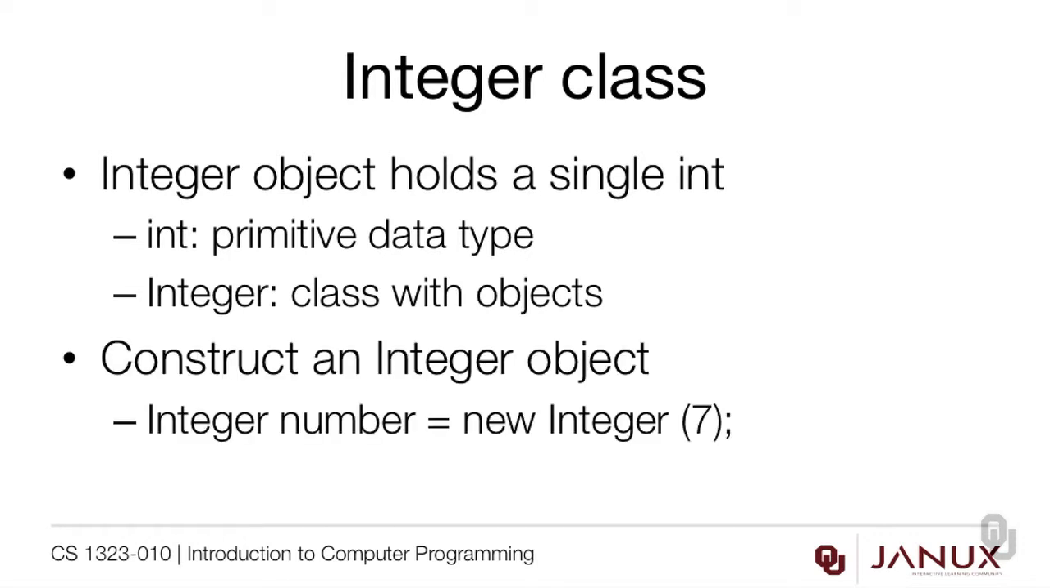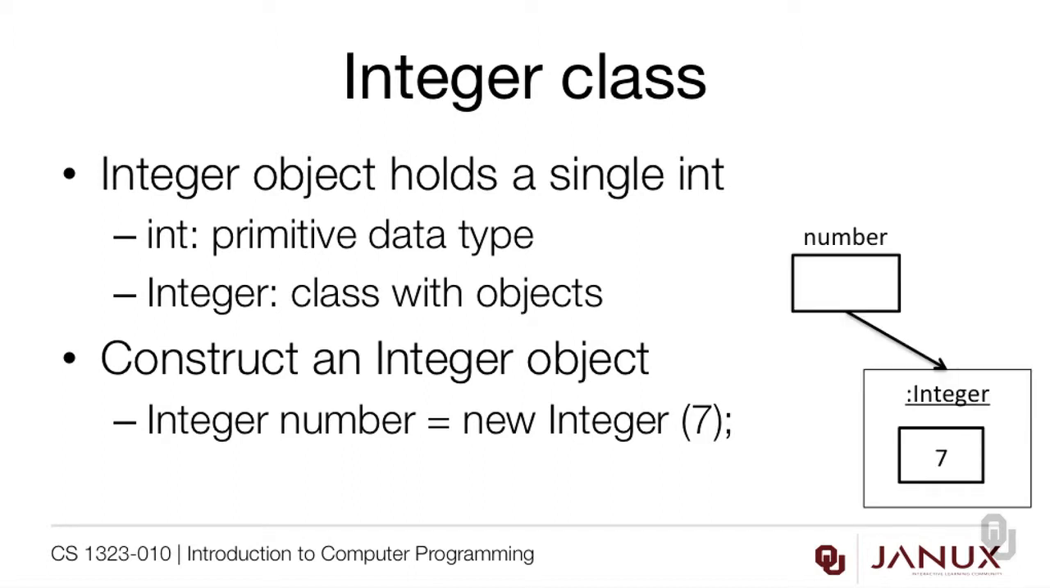So if we construct an Integer object, like Integer number equals new Integer(7), so the argument is 7, this is what we get. A reference to an Integer object called number, and an Integer object that contains a 7.